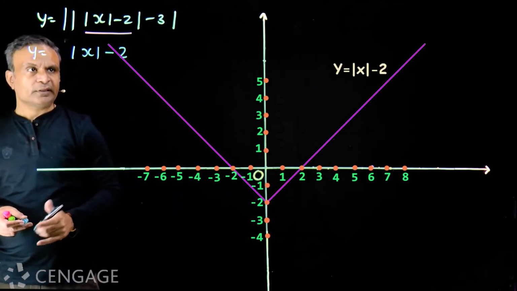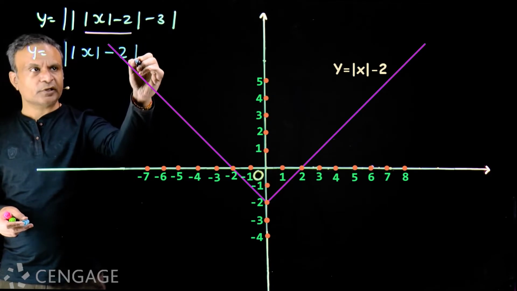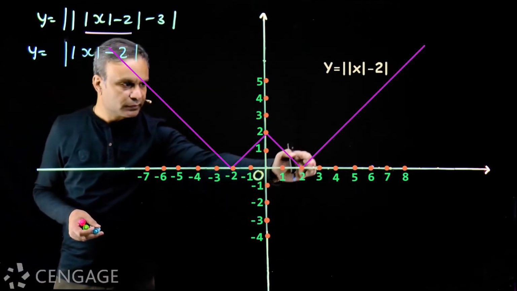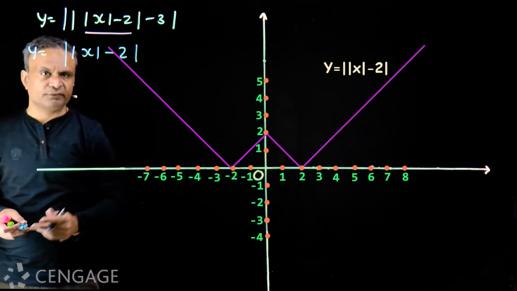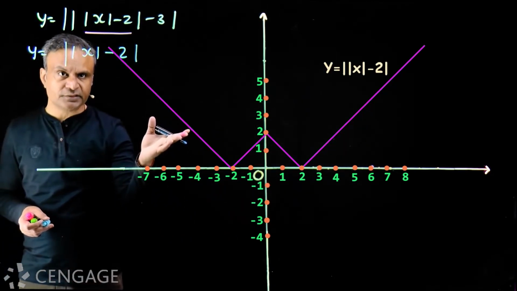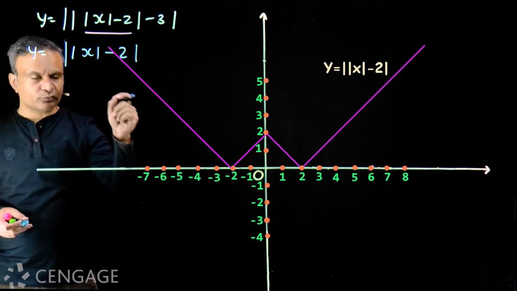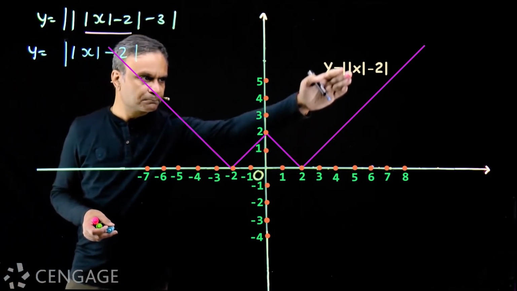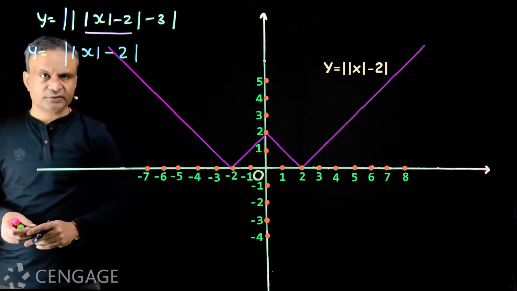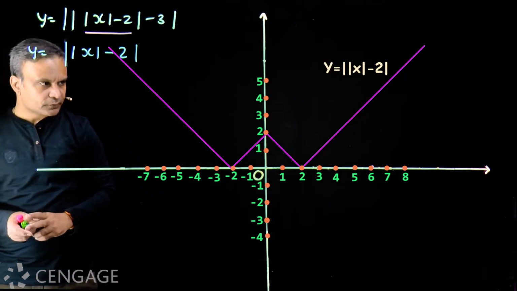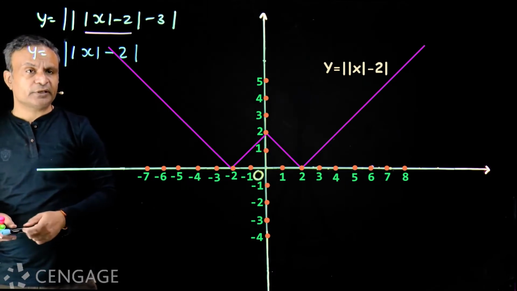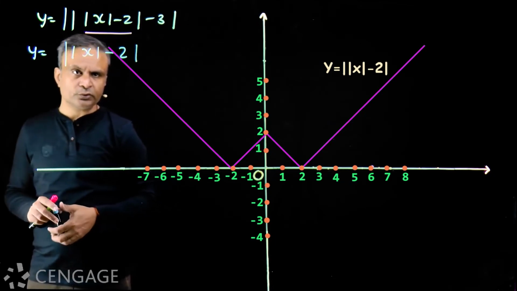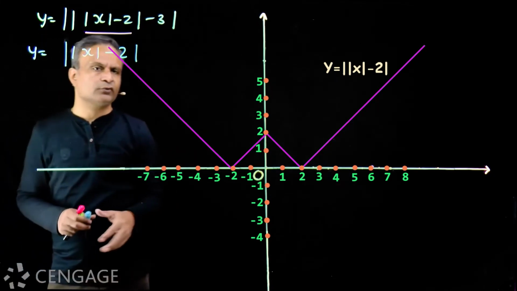Then we apply modulus on this. How can we get the graph of this? We reflect the negative part of the graph in the x-axis. We get the graph of modulus of modulus of x minus 2. Here we have the graph of the function. The shape of the graph is the letter W. The function is non-differentiable at x is equal to plus minus 2 and x is equal to 0. The function has 3 points of non-differentiability.